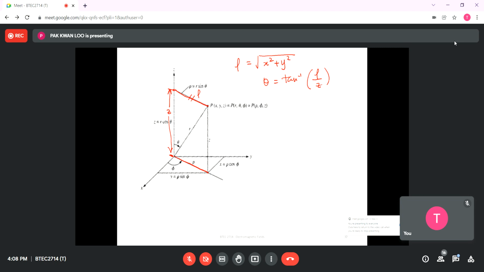Rho over z, which is arctangent of the square root of x squared plus y squared over z. So phi is the same as what we have defined earlier for cylindrical. So phi is actually arctangent of y over x.